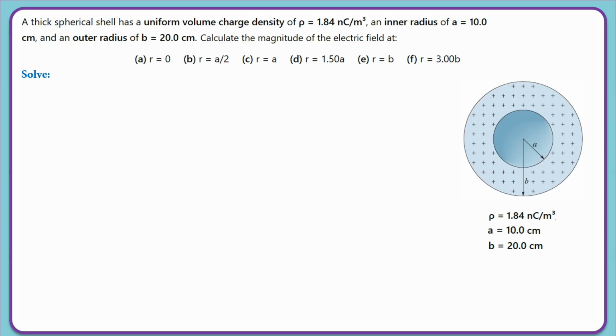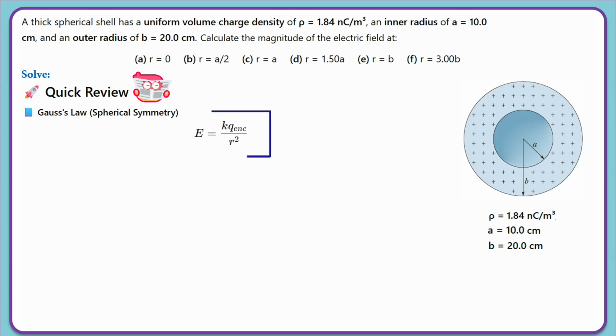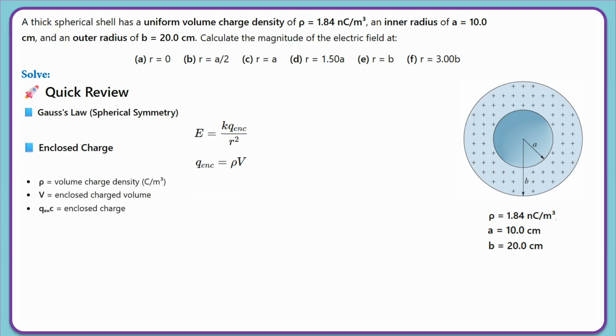Before we begin, let's do a quick review. For spherical symmetry, we use E equals K times Q enclosed divided by R squared. The enclosed charge is rho times the enclosed volume, where rho is the volume charge density and V is the charged volume inside the Gaussian surface. The most important idea is that the electric field depends only on the enclosed charge, not on the total charge.